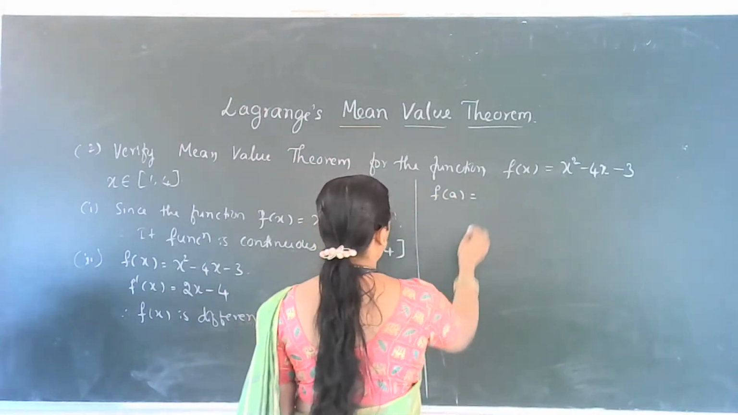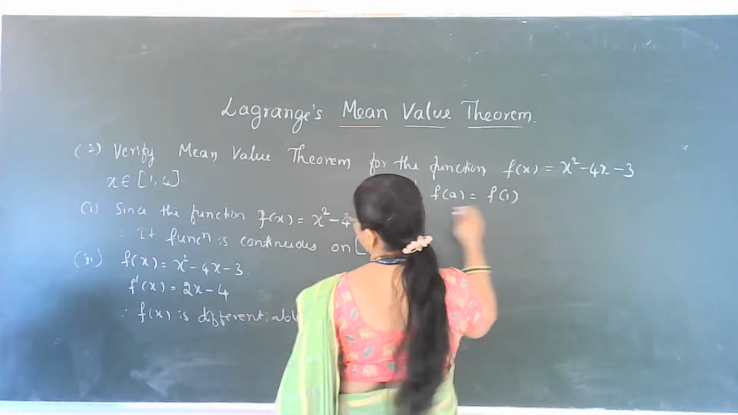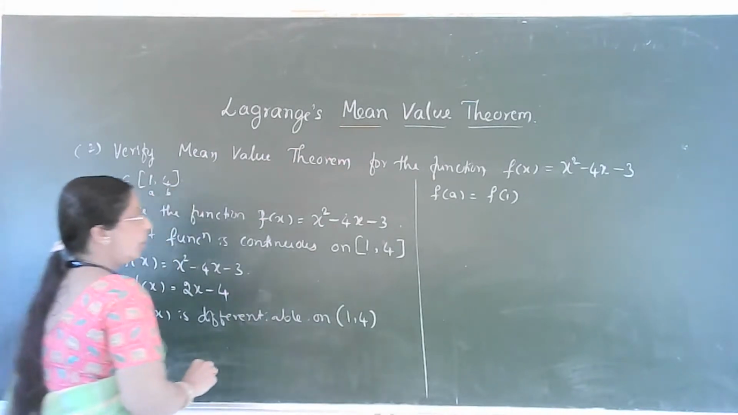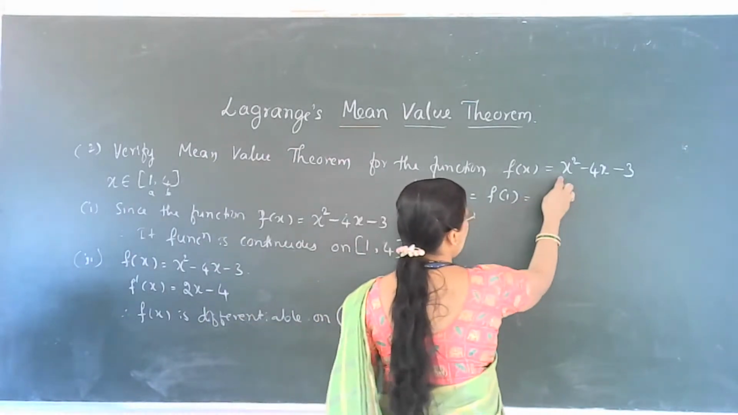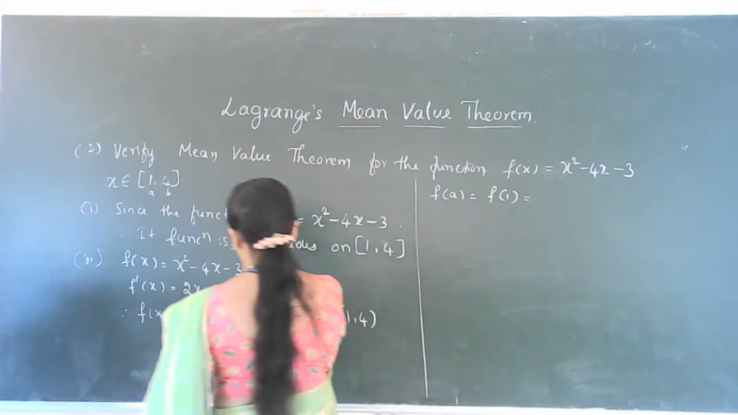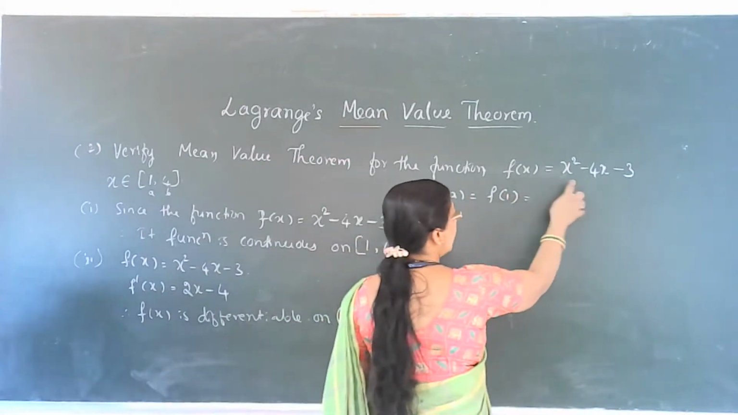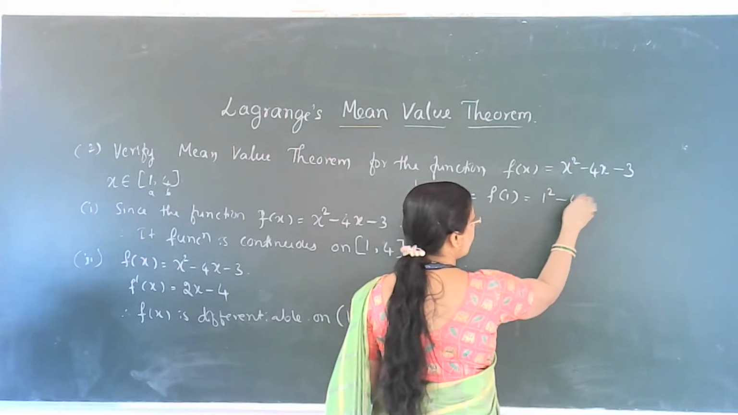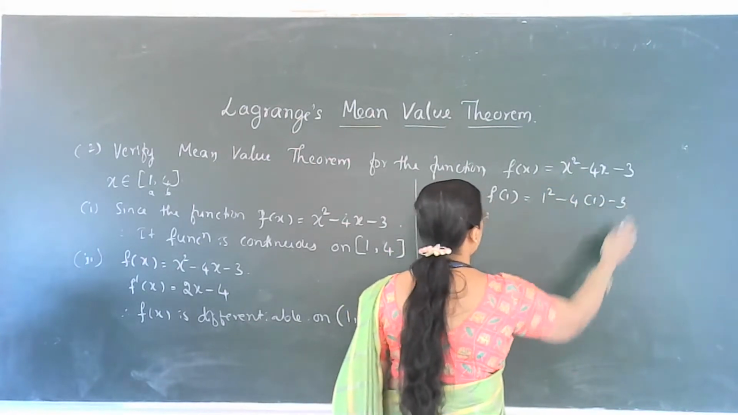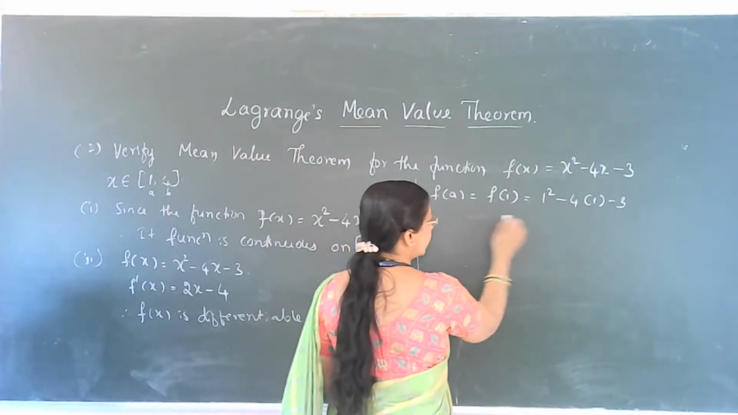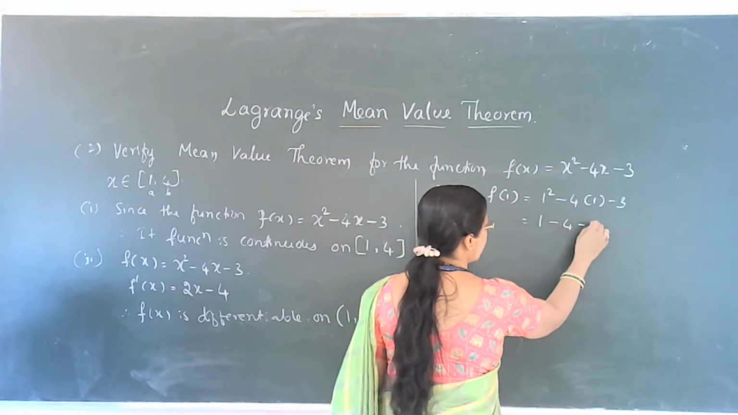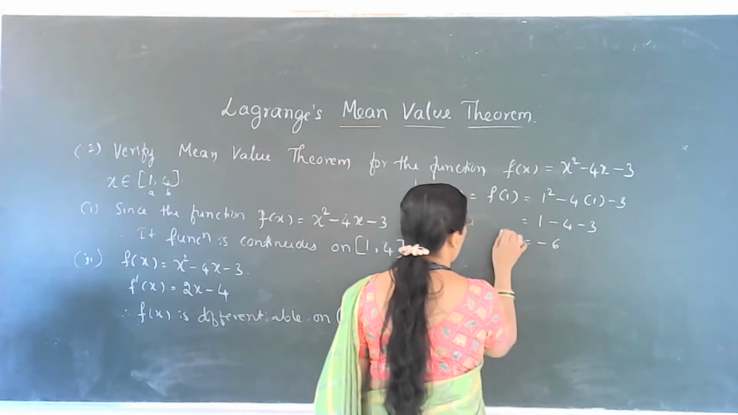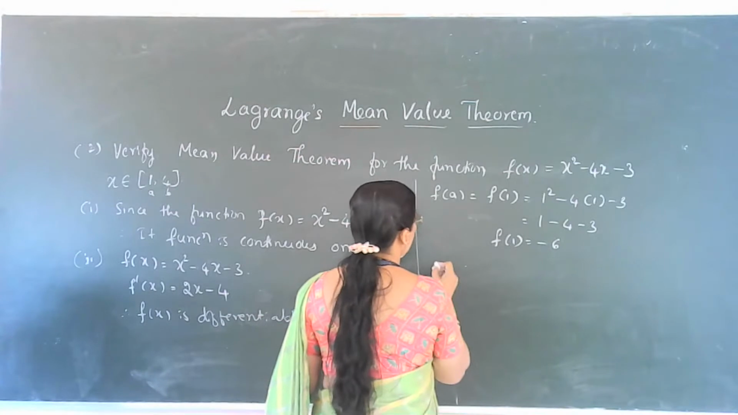f of a is equal to f of 1. Here the interval is a equal to 1, b equal to 4. Put the values in f of x, not f dash x. f of 1 is equal to 1 square minus 4 into 1 minus 3, which is 1 minus 4 minus 3, which is equal to minus 6. So f of 1 is minus 6.